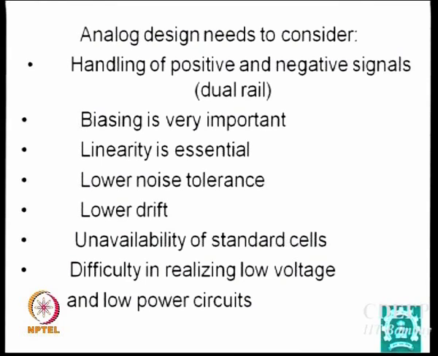So basically, what does analog circuit design need to consider? In case of analog, positive and negative signals both are required, because generally it is plus VDD and minus VDD, dual rails. Biasing is very important. Just now I showed that only within the gain range can you keep the device. If you shift out, there is no gain for you. Linearity is essential, gain has to be constant. That is why they are called linear circuits, because they have constant gains. We want circuits less prone to noise, because otherwise noise will supersede everything. We want smaller changes in parameters, which are called drifts.